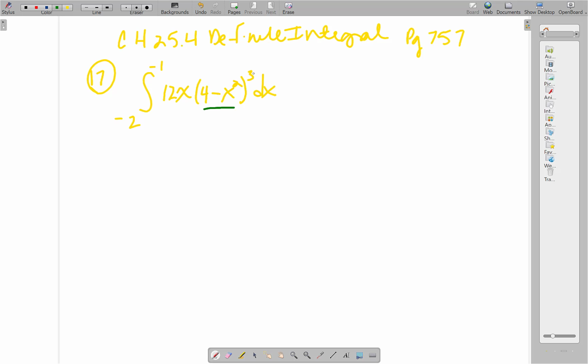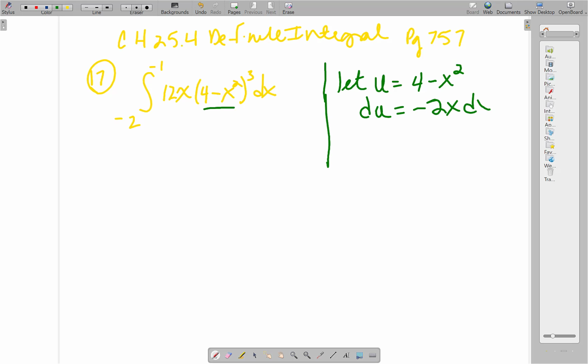So we let u equal 4 minus x squared, whatever is in the parentheses. We're doing a side problem now. If I were to take the derivative of this, du would be equal to the derivative, not the antiderivative. The derivative of 4 is 0. The derivative of negative x squared is negative 2x dx.